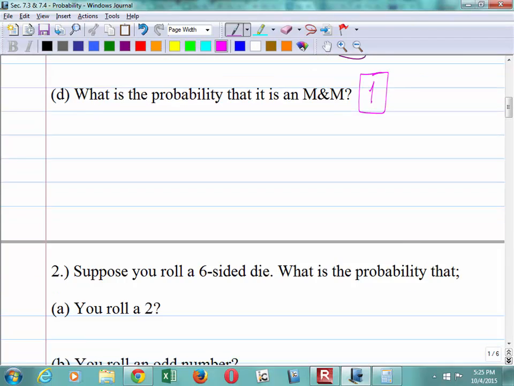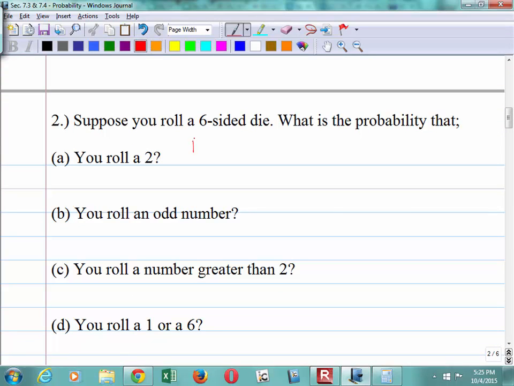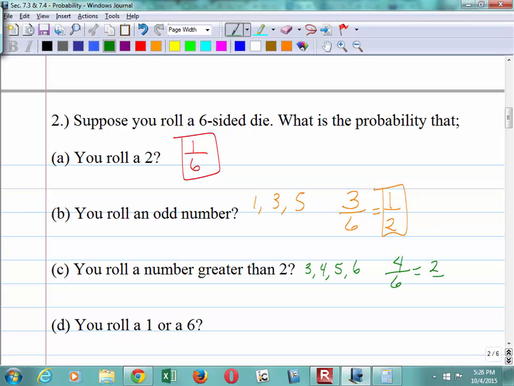Alright, so suppose you roll a 6-sided die. What is the probability that you roll a 2? Well, there's 1 2 out of a total of 6 possibilities, so that probability is 1 over 6. What is the probability that you roll an odd number? So there's 1, 3, and 5, so that's 3 out of 6, which reduces to 1/2. You roll a number greater than 2, so that would be 3, 4, 5, or 6. So that's 4 out of 6, which reduces to 2/3.